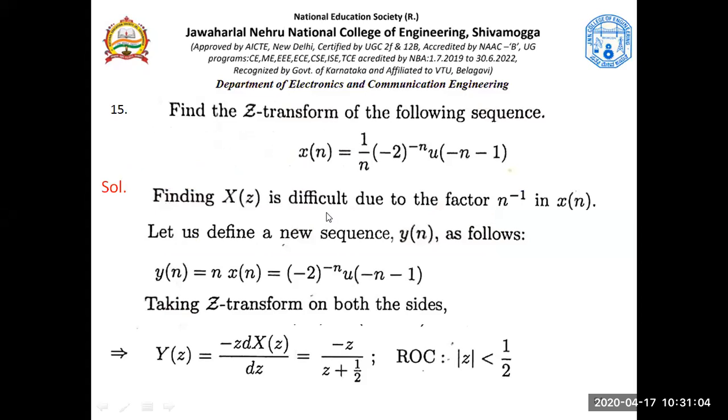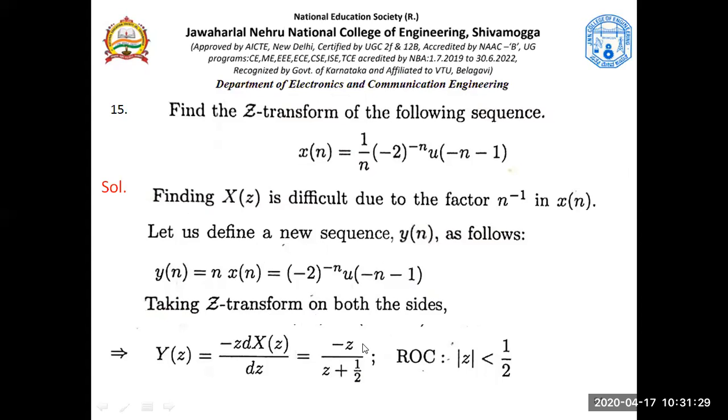This is a peculiar problem, a unique one, because 1 by n is there. If 1 by n is there, you need to take that n onto the left hand side and call that a new sequence. That's it. Otherwise, you need to be a little good with this negative time exponential. I've not given you those details, so you need to be a little good with that.